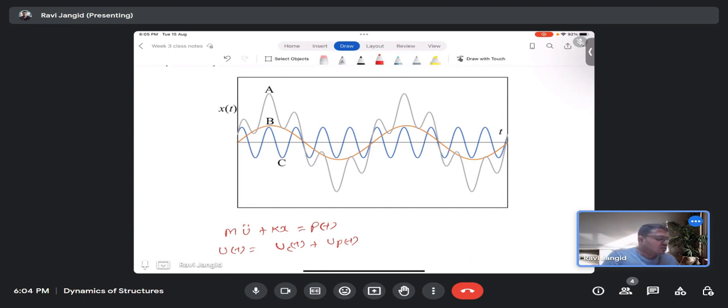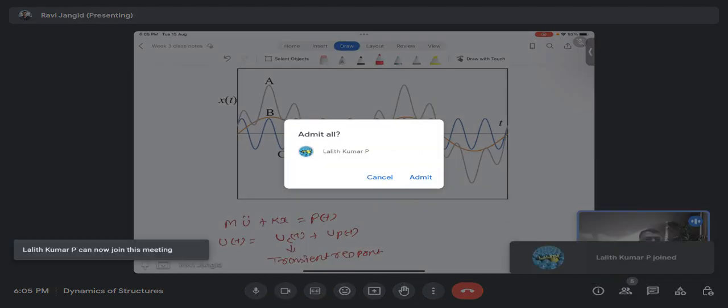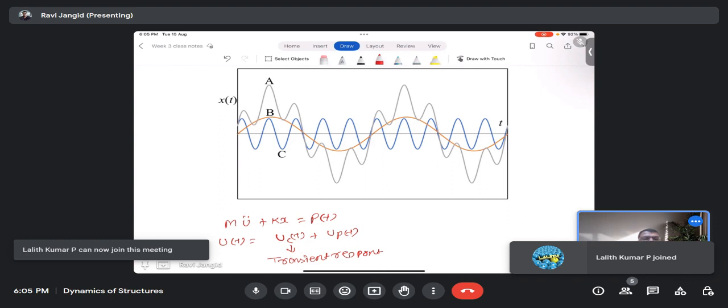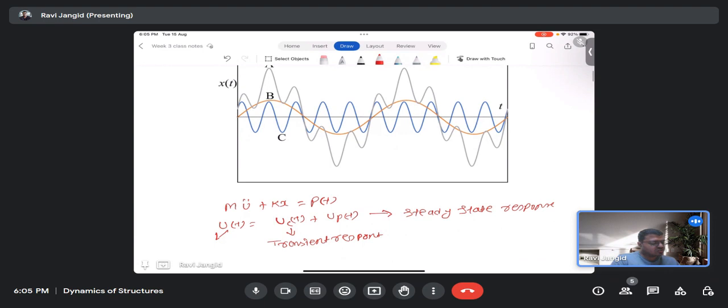In terms of dynamics, we call the complementary solution the transient response, where p(t) equals 0. The transient response is only due to the initial condition, like free vibration only. The particular solution u_p(t) is known as the steady state response, and u(t) is called the total response.